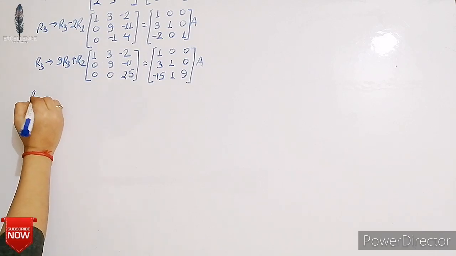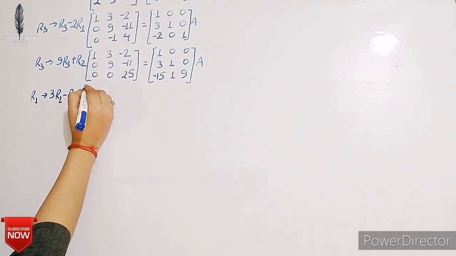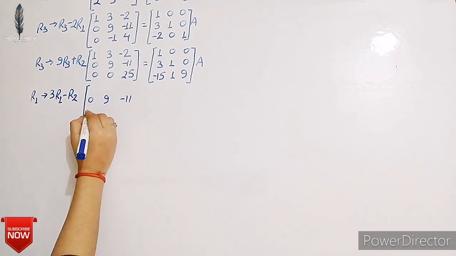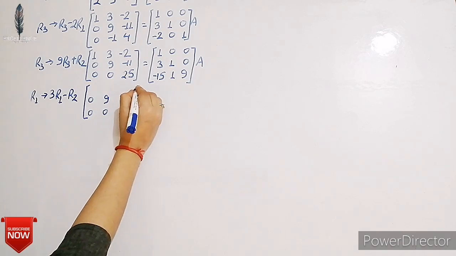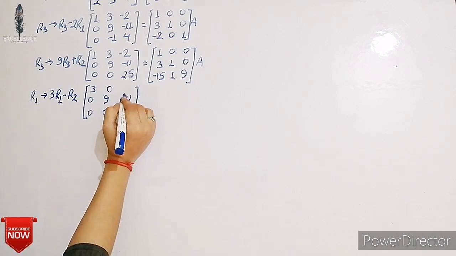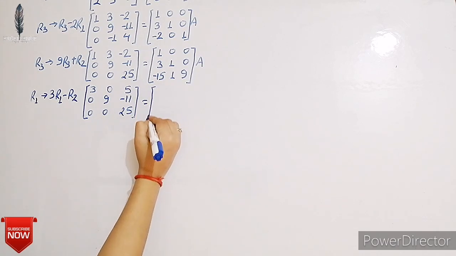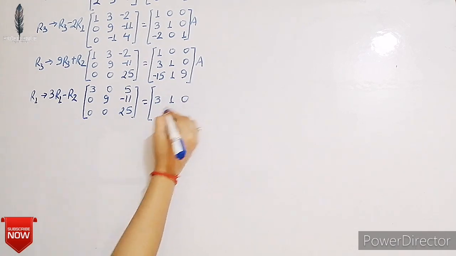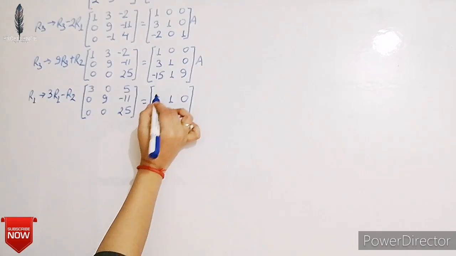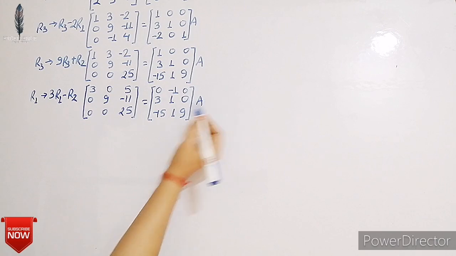Now 3 को 0 करना है, so R1 is such that 3R1 minus R2. So let's note the R2 because it is same, and R3 is also same, and R1 becomes, according to 3R1 minus R2, that is 3 0, and here 5 is equals to, here R2 and R3 are same, and R1 becomes 0 minus 1 0. A.